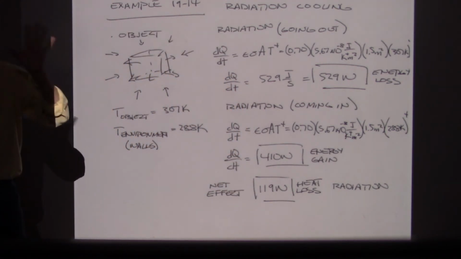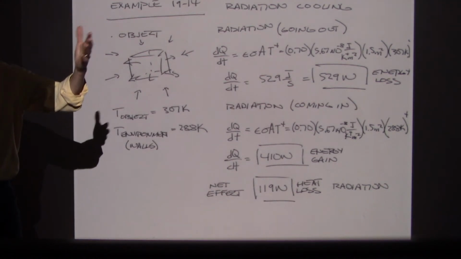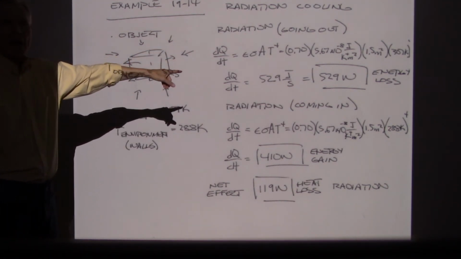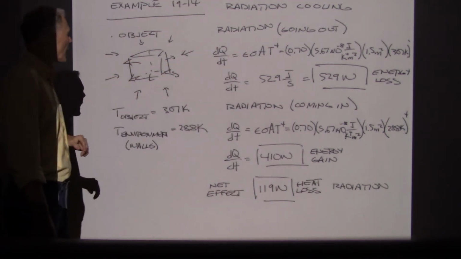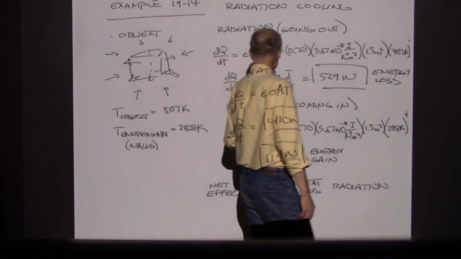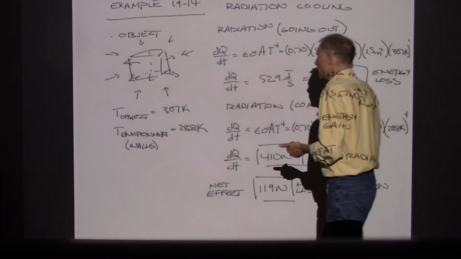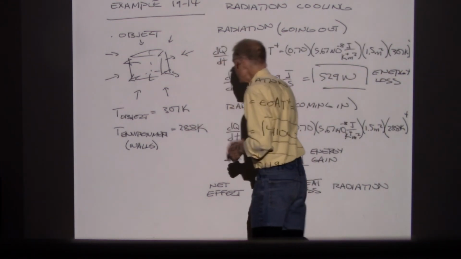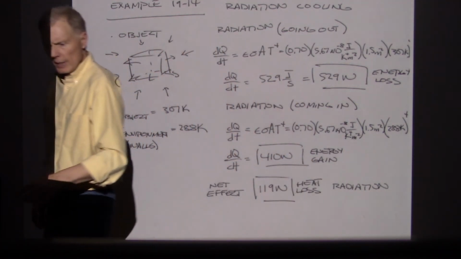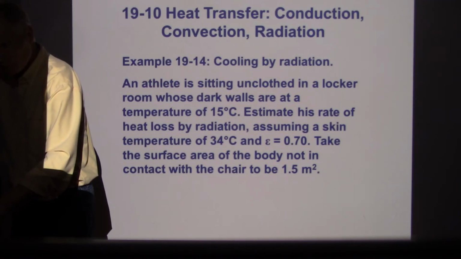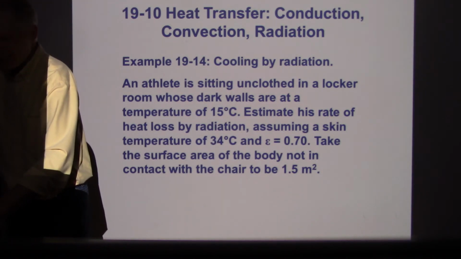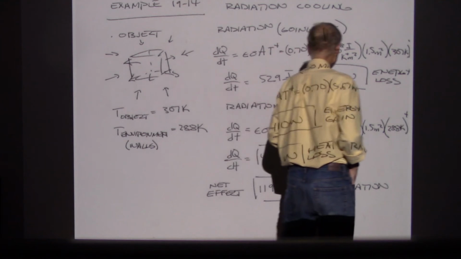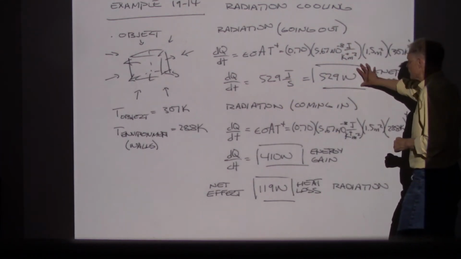If you're in a room where the walls and ceilings and floor are all really cold, you're not getting much energy back, and you're losing this 529. Now, they said that this room is at 288, so it is a cold room. It's at 288 Kelvin. Wow. Why aren't they heating the locker room? Okay, it's at 15 Celsius. That's not too bad. It's a cool room. So the person is losing 529.